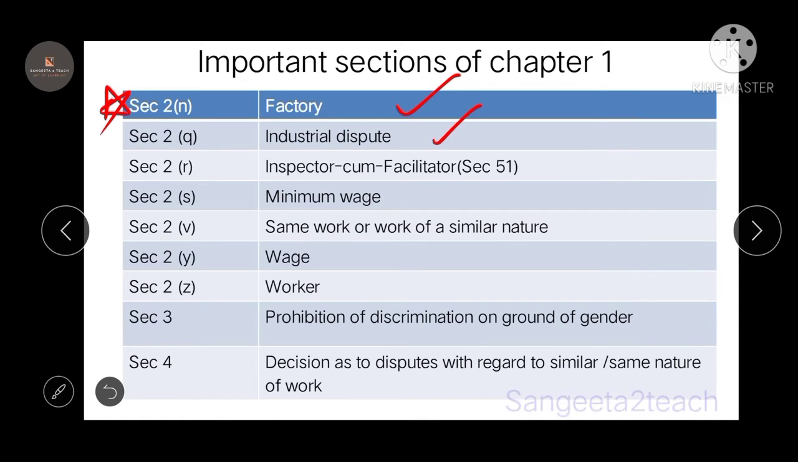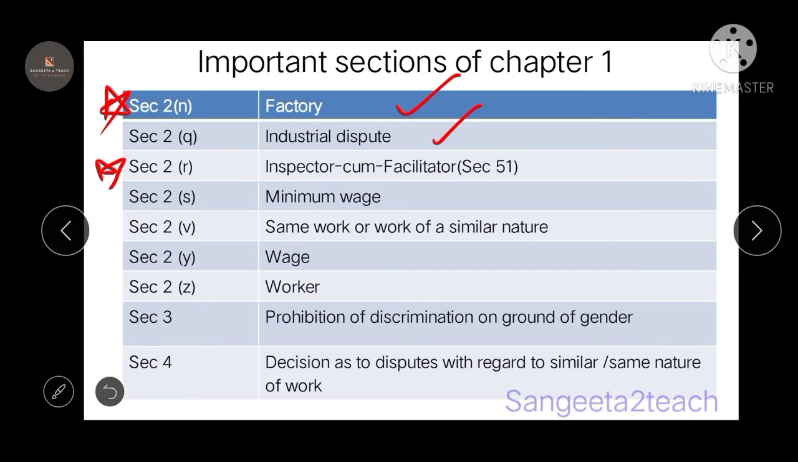2 of R is inspector cum facilitator, which is under the section 51. This is very important because this is the new term that has been included, right? Inspector cum facilitator, it is under the section 51. It is defined in the section 2 of R.